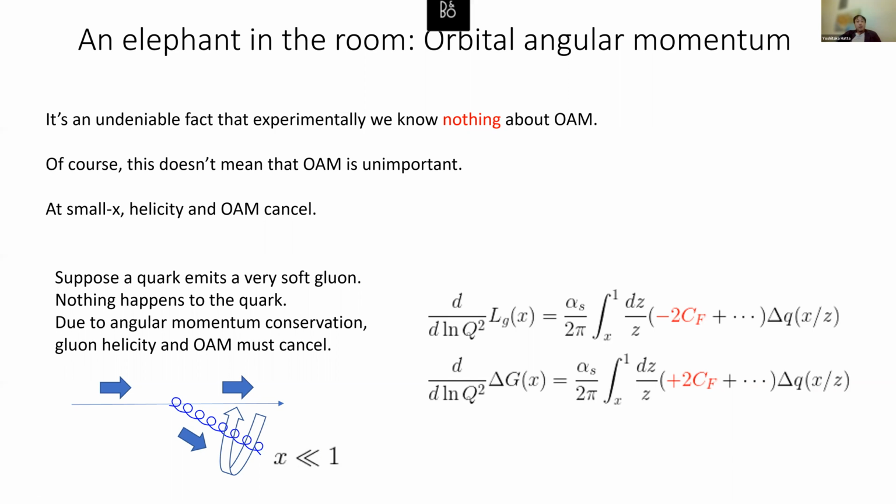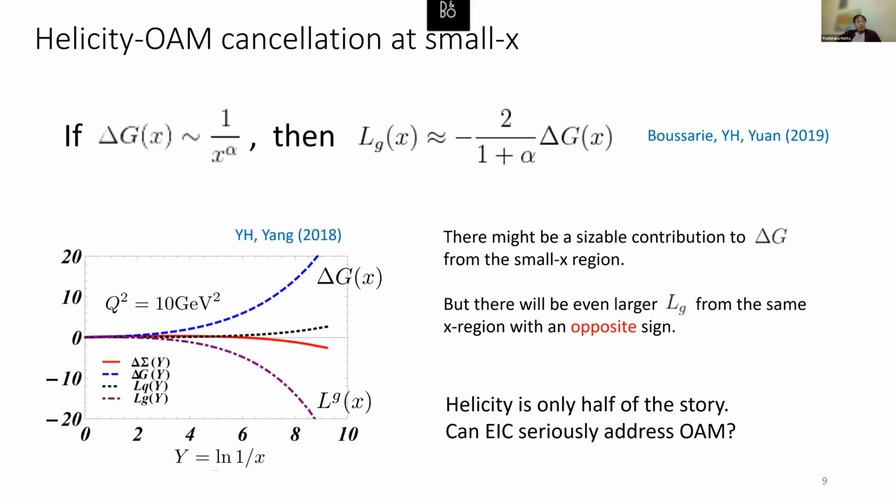So this is a very physical argument, and you can see this if you look at the DGLAP evolution of the helicity and orbital angular momentum. There is a sign difference from the mixing part of the quark helicity distribution function. So we have reason to believe that if you go to the small x region, then helicity and orbital angular momentum cancel each other. And one can actually make this statement more precise.